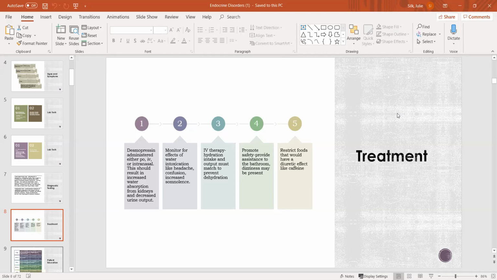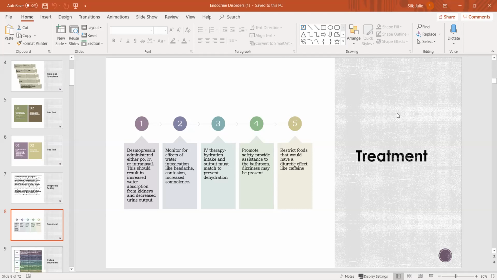Maybe they're not peeing as much. Yes, that's going to be a big thing that you're looking for. Because again, remember we said they're putting out liters and liters of urine. So if that cuts down quite a bit, you know that it's working. So that's good.